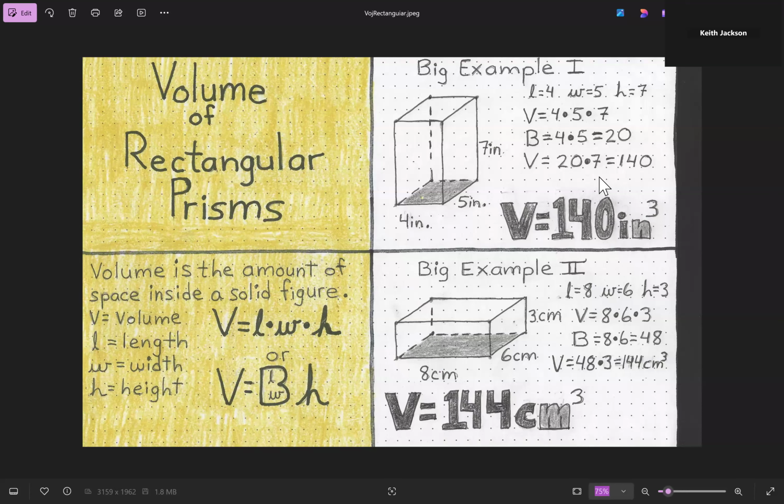In this video, we're going to learn how to calculate the volume of rectangular prisms. Well, what is the volume? The volume is just simply the amount of space inside a solid figure.